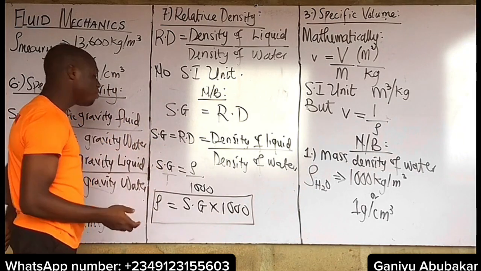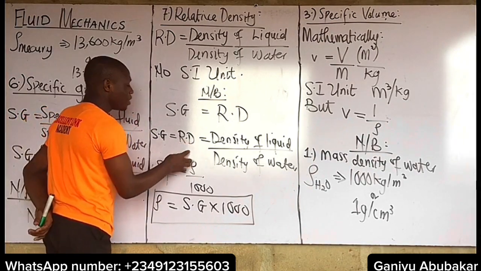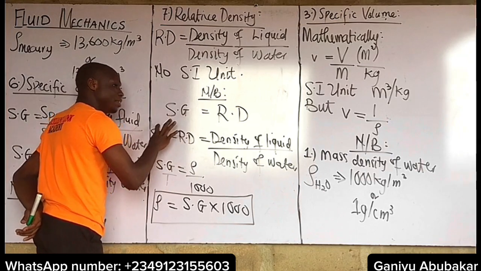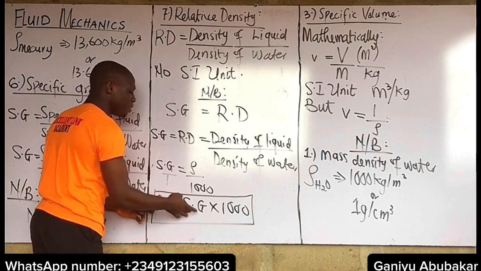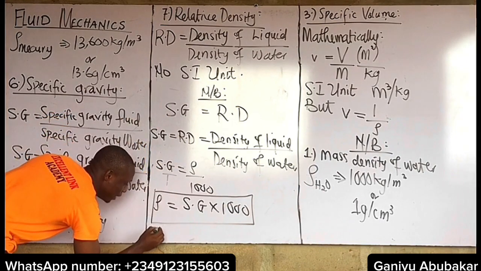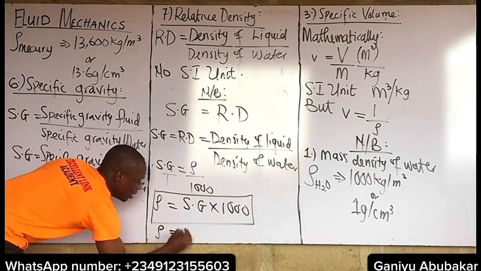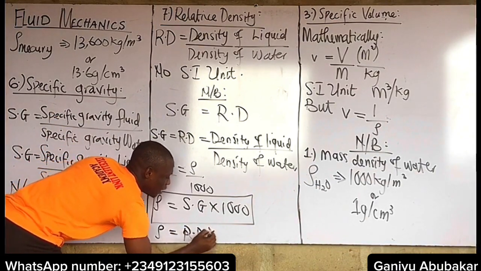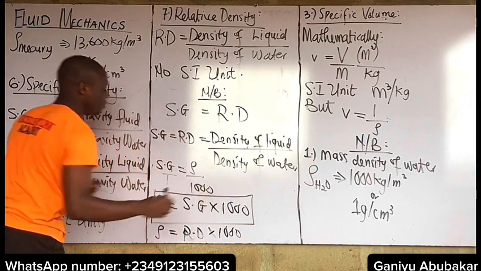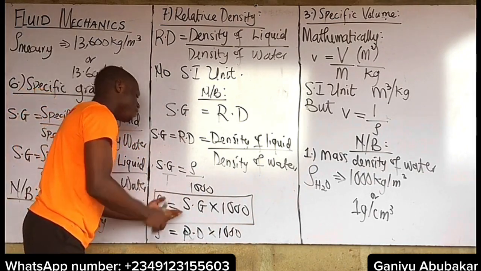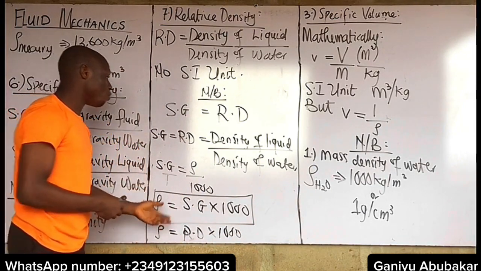We said this and this are the same thing. So if I say rho is equal to specific gravity times 1000, it means that rho is also equal to relative density times 1000. They are still the same. These are very, very important formulas you need to take note of.